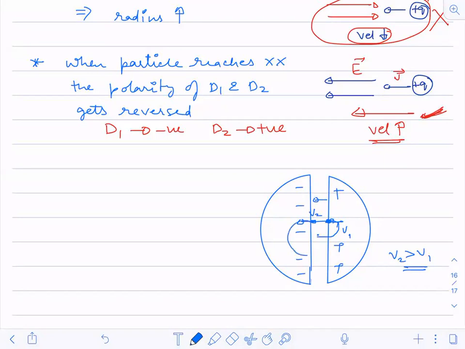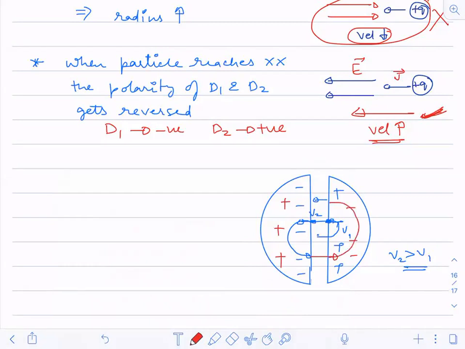Now, if v2 is greater, again it will move in a greater circle, and it will reach this point. So again the field will be switched, the field has to be reversed. This thing again becomes positive, and this thing again becomes negative. So again this particle will move with a greater velocity, and with a greater velocity comes a greater radius. Again it has moved here.